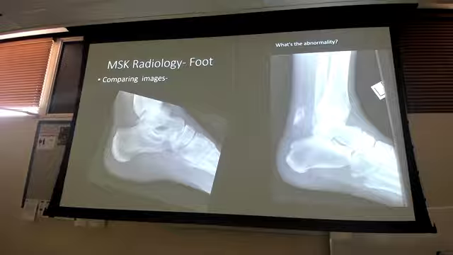You guys are going to learn one simple test to do whether or not the Achilles tendon is actually ruptured. It's called the Thompson test. Just squeeze the calf, watch the foot do its thing. If it does its thing, you're good. If it doesn't, they tore their Achilles.